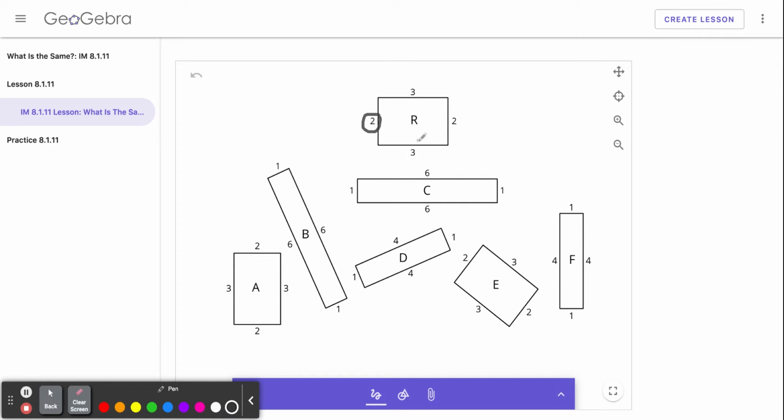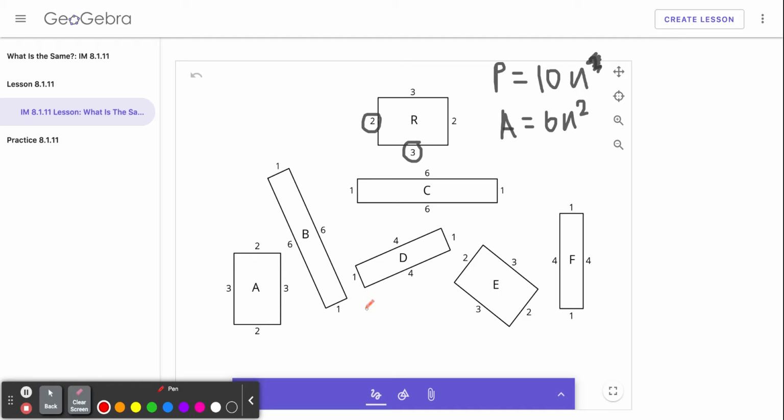Let's see, we were just talking about the perimeter, which would be 10 units. And then we have the area, which we know would be base times height, 2 times 3, 6 units squared. And I should note that perimeter is not in units squared, it's just in units.